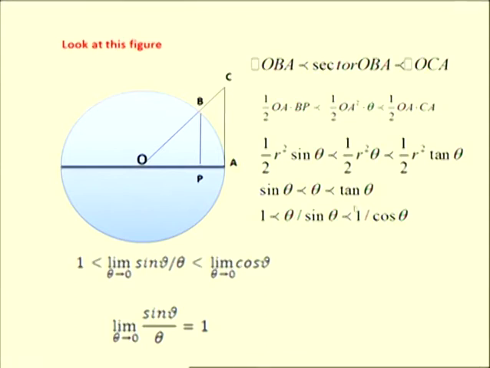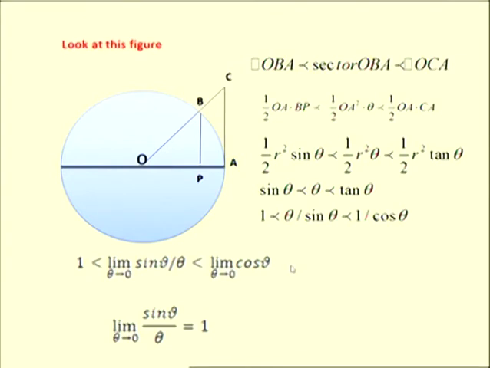Now we are dividing this logical expression by sin theta. Sin theta divided by sin theta becomes 1. Theta divided by sin theta is theta upon sin theta, and tan theta divided by sin theta becomes 1 upon cos theta. If we change them, then it becomes 1.